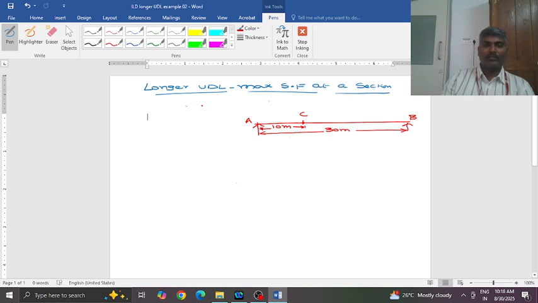Let us say the longer UDL value, I'll just write here, let it be 30 kilonewton per meter, is the load value. So a longer UDL is longer than the span AB. That means the span of UDL is more than 30 meters. In that case, how do you find maximum shear force?